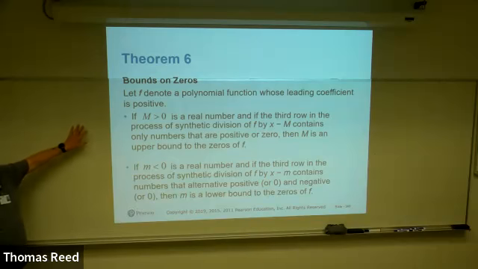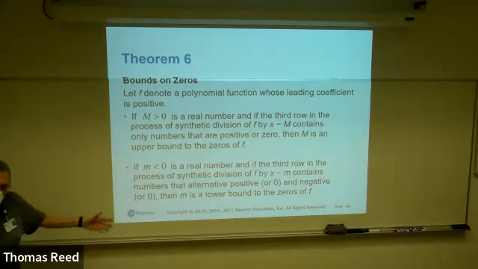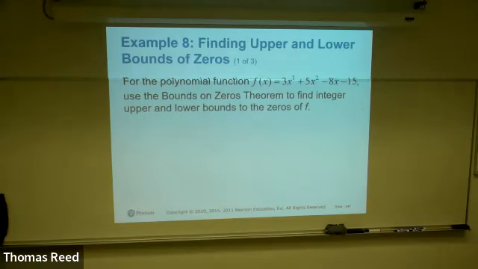Completely understandable, right? Yeah, I understand it now. I didn't understand it. Okay. So for the polynomial function, use it to find the upper and lower bound. Okay. The potential rational zeros.